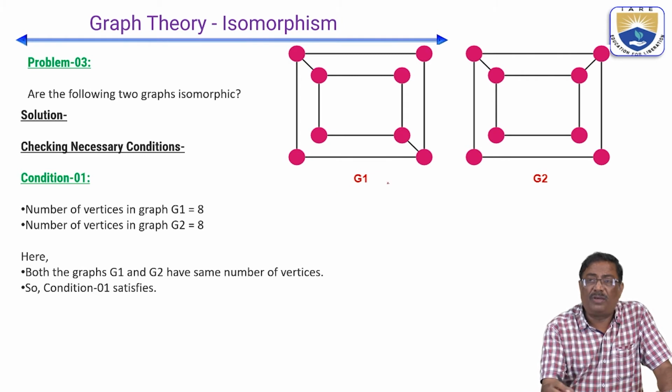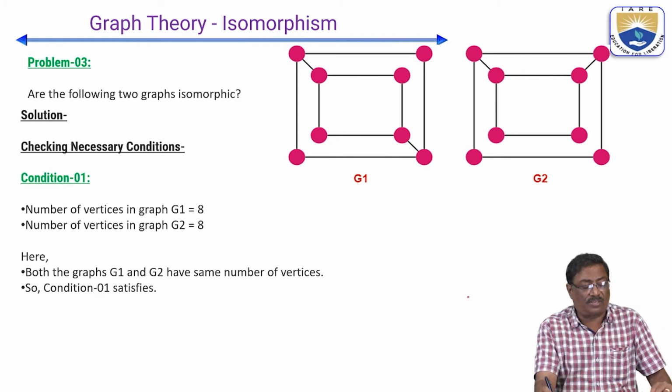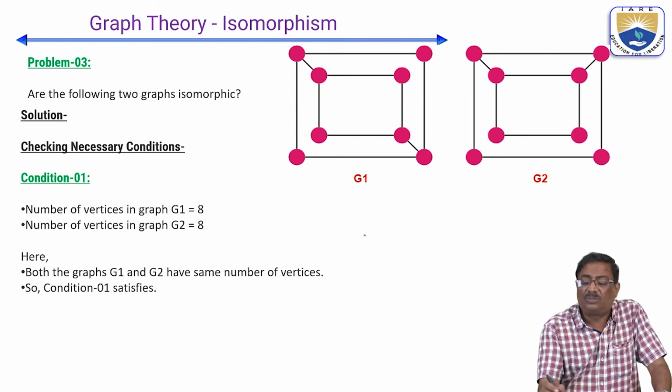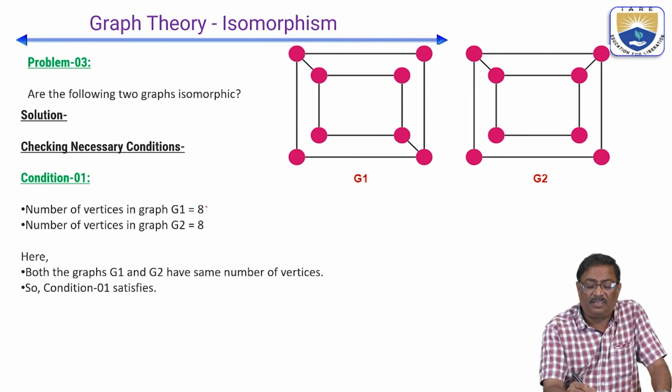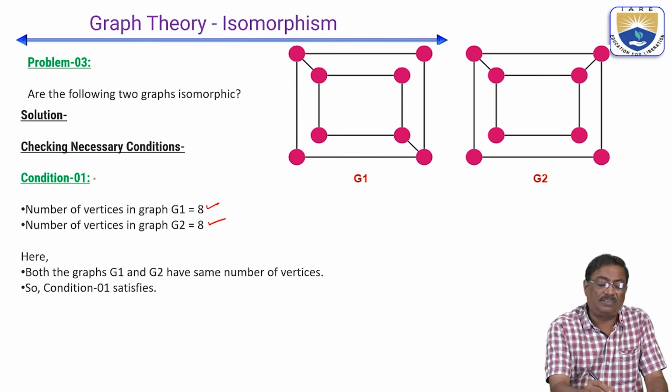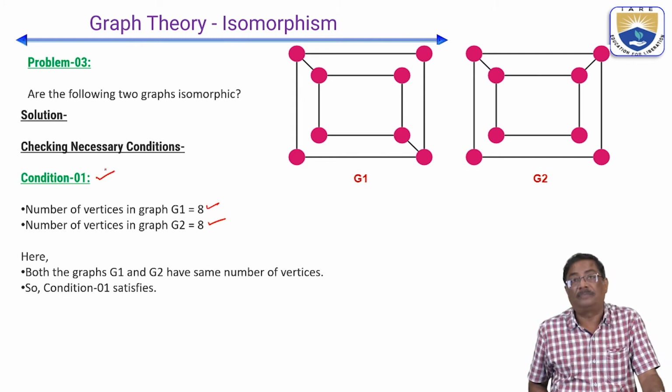We have to verify whether these two graphs are isomorphic or not. So here, once again, 1, 2, 3, 4, 5, 6, 7, 8. So 8 vertices are there. Both have 8 vertices, so condition 1 is satisfied.